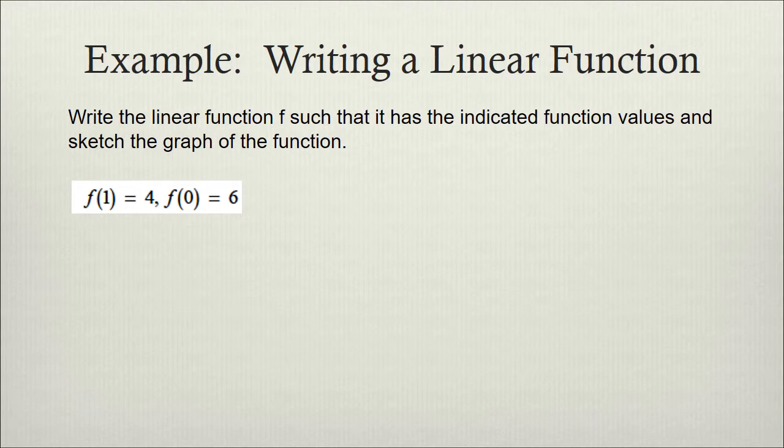Now, we're going to write a linear function such that it has the indicated function values and sketch the graph of the function. Now, they're giving you 2 points, basically. Remember, the number in parentheses is the x value, and the number after the equals is the y. You already know how to write a linear equation or linear function. So, pause the recording, give this a try, and resume the recording to check your answer.